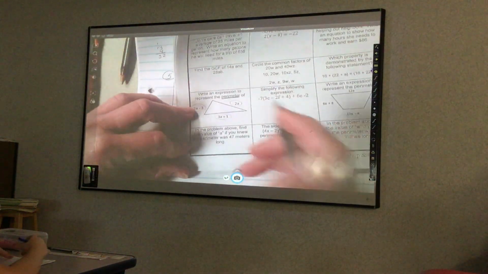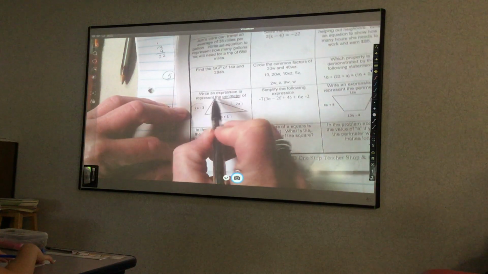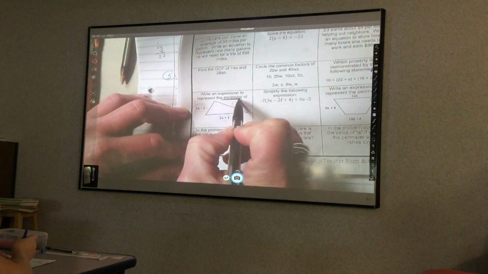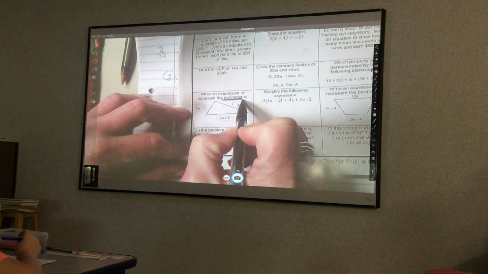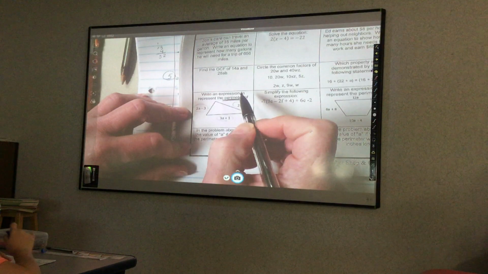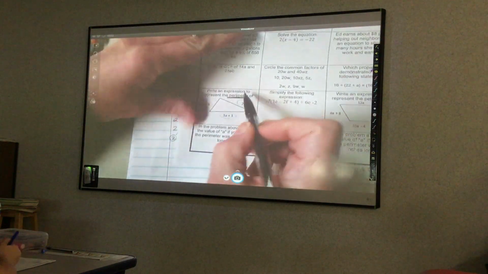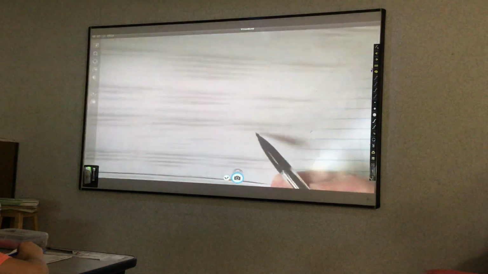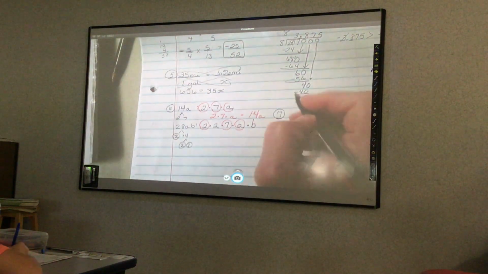Number 7 says to write an expression to represent the perimeter of this triangle. What is perimeter? Addition, what are we adding? Length. Just all the sides, right? Yes. So I just circled all the sides, what they called it. So then I'm going to write that on my paper.